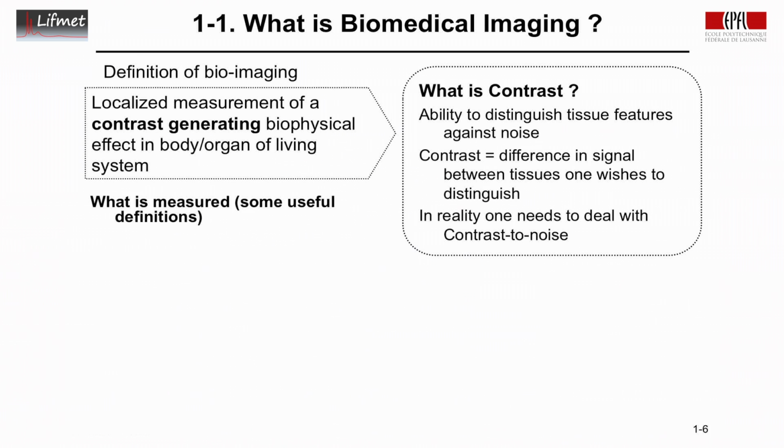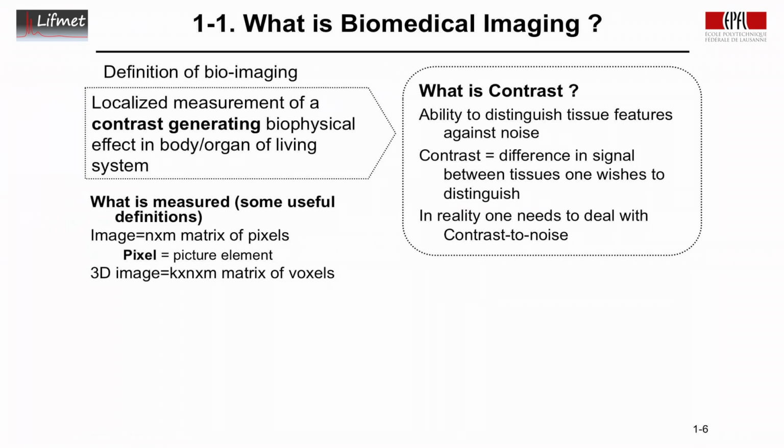So now we'll go to what is being measured, and here I want to introduce some useful definitions. Typically, when we take an image, a two-dimensional image, it's an n-times-n matrix of pixels. Where does the term pixel come from? Well, the term pixel is a condensed version of the double word picture element. So people thought this is too long to say and always talk about picture element. At some point one defined this as pixel.